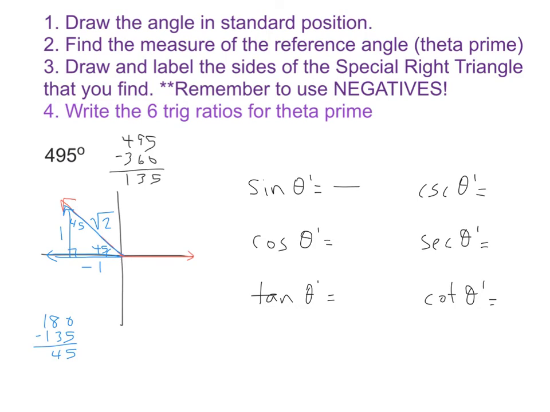Sine is opposite over hypotenuse. I'm using our 45 degree angle, of course, because that's where theta prime is. So opposite over hypotenuse is 1 over square root of 2. Adjacent over hypotenuse will be negative 1 over the square root of 2. And tangent will be opposite, which is 1, over adjacent, which is negative 1. So 1 over negative 1. We take the reciprocals for the other 3 trig ratios, and we are good to go.